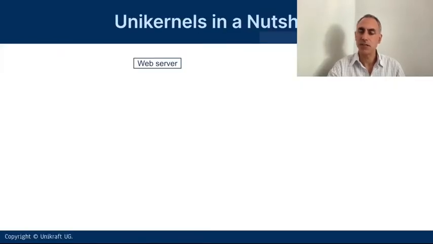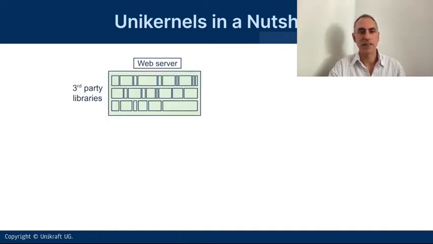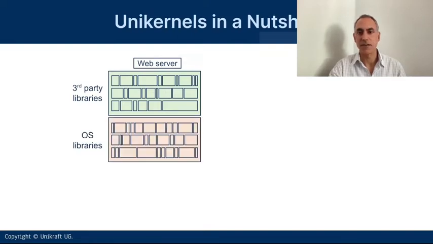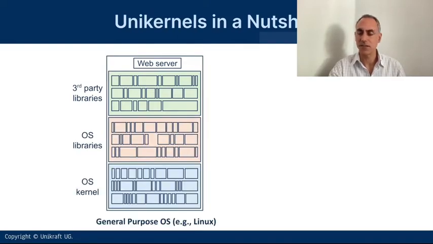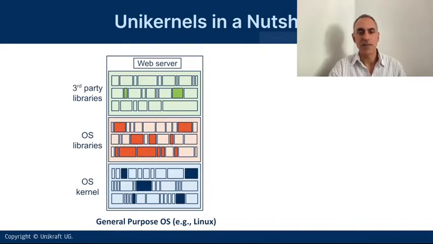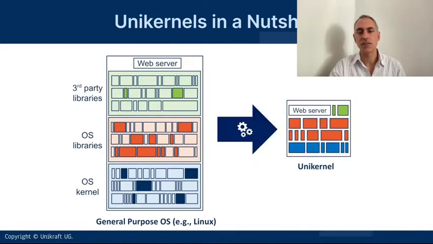So in a nutshell, imagine you want to run a web server such as Nginx. You're going to have a number of third-party libraries in your virtual machine image. You're going to have software services. You're going to have the OS kernel, perhaps from Linux. And you have lots of little blocks that you don't really need. You only need the colored ones that I'm showing here for the web server to run. And what a Unikernel tries to do is grab just those and build them into a very specialized virtual machine that is purpose-built to run just that web server.